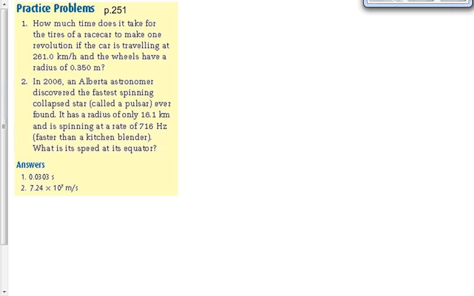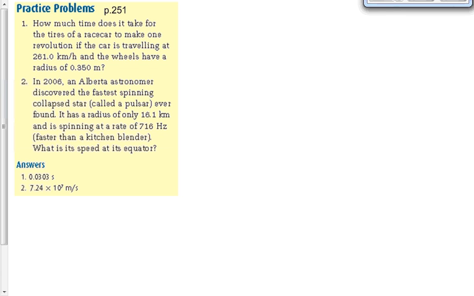Number 2 says, in 2006, an Alberta astronomer discovered the fastest spinning collapsed star, called a pulsar, ever found. It has a radius of only 16.1 kilometers and is spinning at a rate of 716 hertz. 716 cycles per second, or revolutions per second. That's a pretty fast spinning thing, right? That's like saying the Earth spinning around 716 times per second. We spin around once in 24 hours. This thing spins around 716 times in 1 second. So that's something that you probably don't want to be standing on.